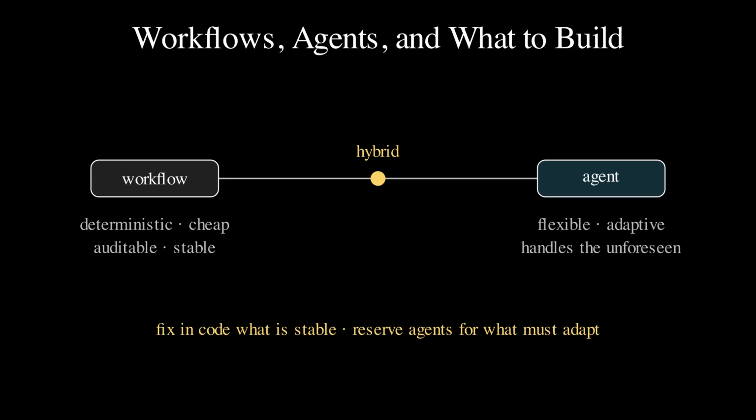Reach for the workflow end when a task is well understood, repetitive, and expected to recur. Reserve full model-guided execution for the genuinely open-ended. The strongest designs are often hybrids, an agent composing deterministic components, with proven agentic procedures graduating into workflows over time.